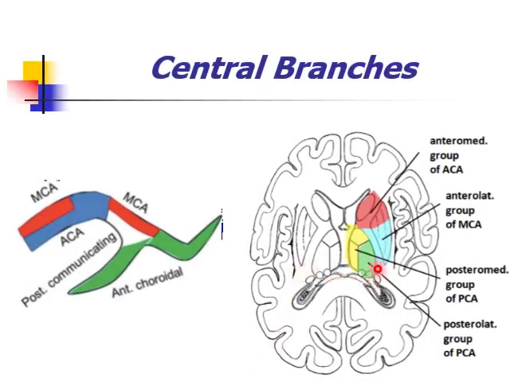This is the territory for the posterior cerebral artery. These are the central branches supplying the thalamus with the anterior and medial groups, with the subthalamus and metathalamus with the medial and lateral geniculate bodies.